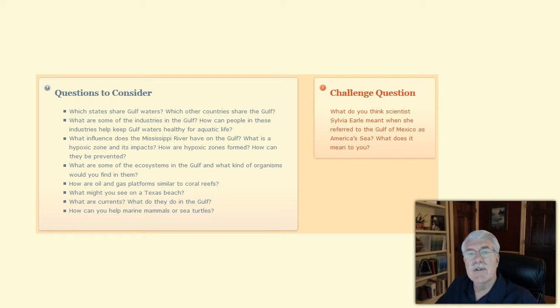What influence does the Mississippi River have on the Gulf? What's a hypoxic zone, and what's a hypoxic zone's impacts? How are hypoxic zones formed? How can they be prevented? What are some of the ecosystems in the Gulf, and what kind of organisms would you find there?